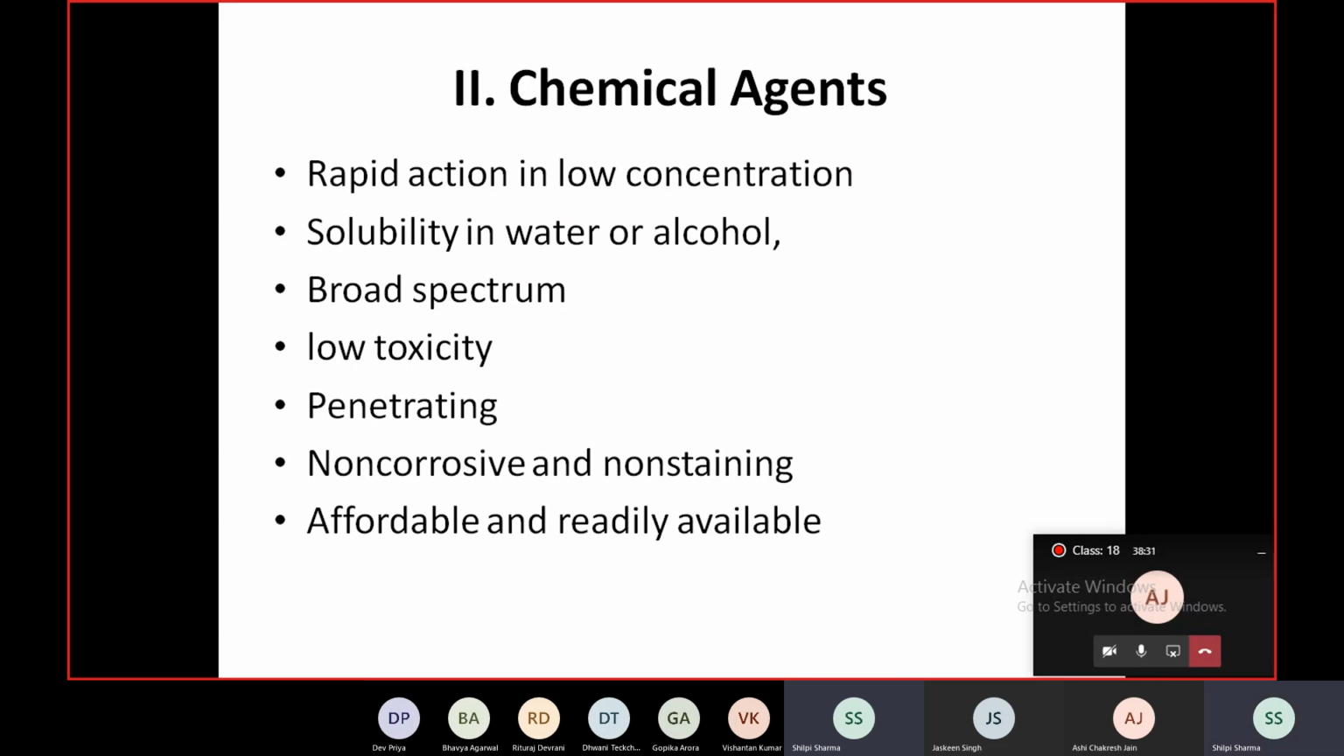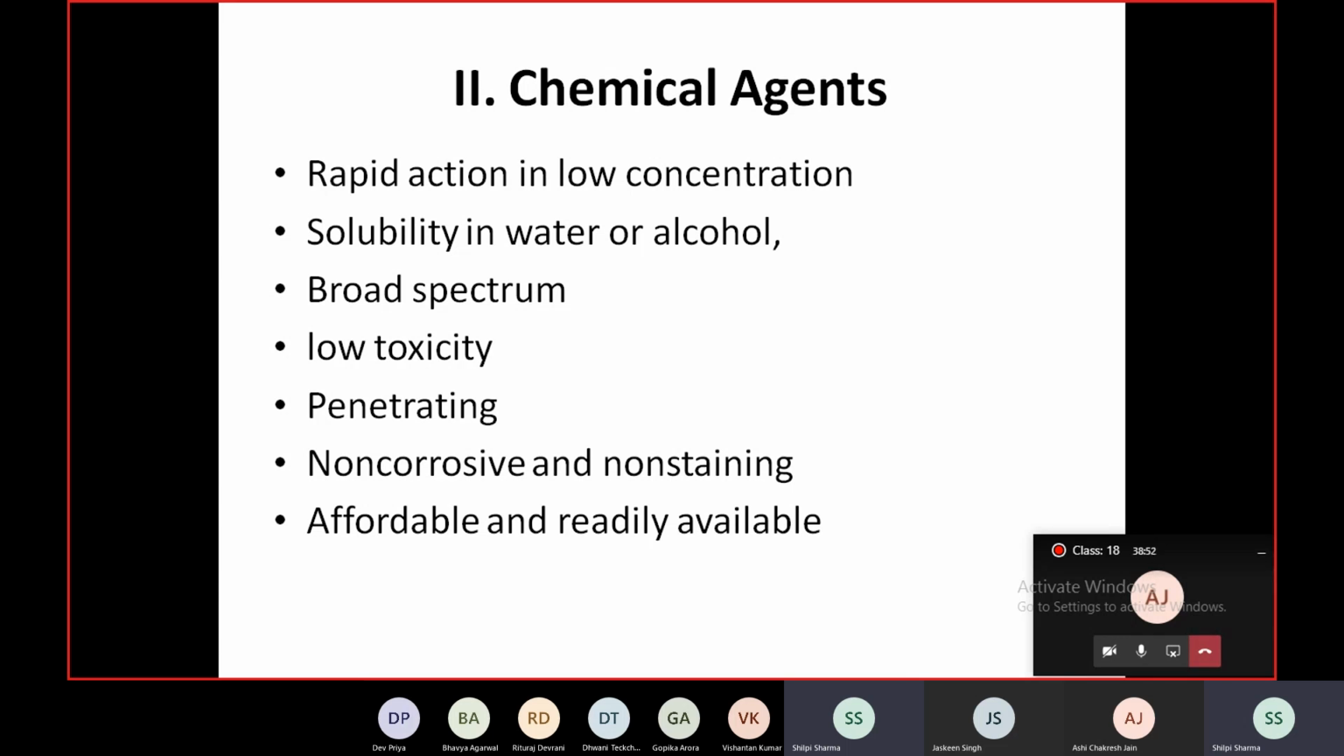Now coming to the last set of agents, that is the chemical agents. They are generally not meant for sterilization. So they mostly bring down the microbial load or remove pathogens from the object. They'll bring down the load to safe levels.